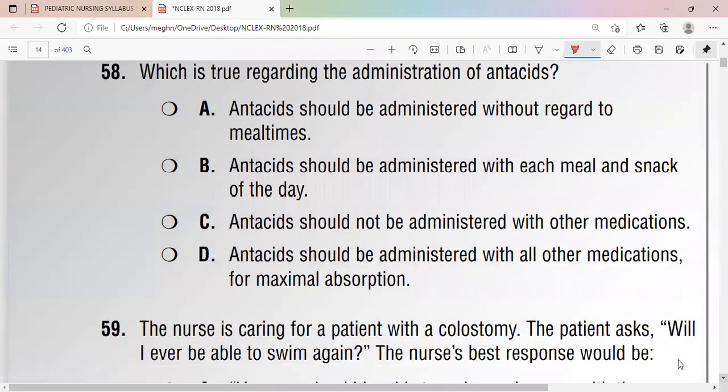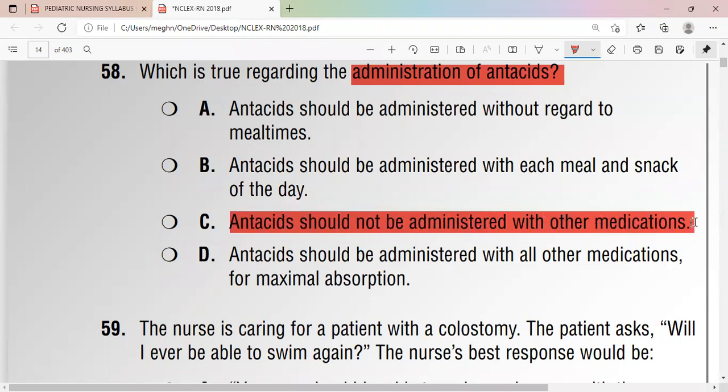And next question: which is true regarding administering antacids? Number A, antacids should be administered without regard to mealtime. B, antacids should be administered with each meal and snack of the day. C, antacids should not be administered with other medications. D, antacids should be administered with all other medications for maximal absorption. So what is the correct answer? The correct answer is number C, antacids should not be administered with other medications.